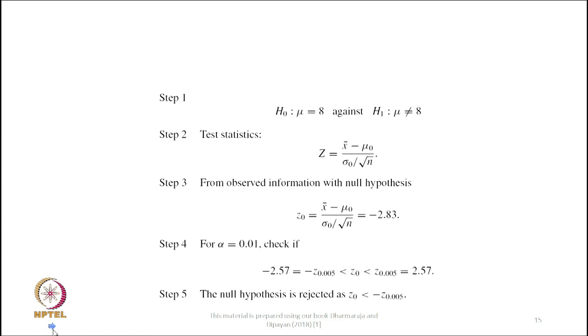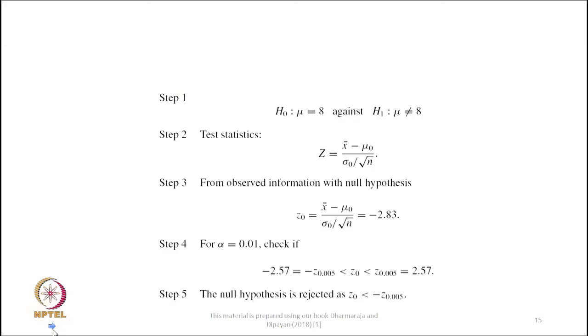You have to identify the critical region starting point. In this problem it is 2.57, the point at which the critical region starts at both ends. Left side is minus 2.57, right side is 2.57. You can draw the diagram, draw the probability density function of the standard normal distribution nicely, then identify the 2 points where the probability is alpha by 2 on the right side and alpha by 2 on the left side. So, step 4 is identifying the critical region.